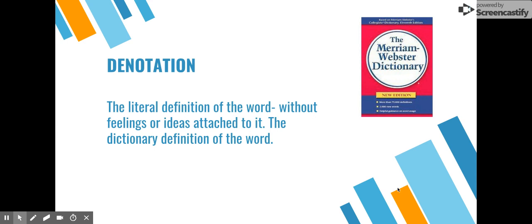Denotation is what the word actually means. If you take out the feelings and emotions related to words, the denotation is what's actually in the dictionary, the basic definition. Poetry, connotation and denotation are very important because a writer only has so many words to include in a poem, and they have to pick their words very carefully based on the sounds and the feels that they want to get across. So connotation and denotation are even more important in poetry.